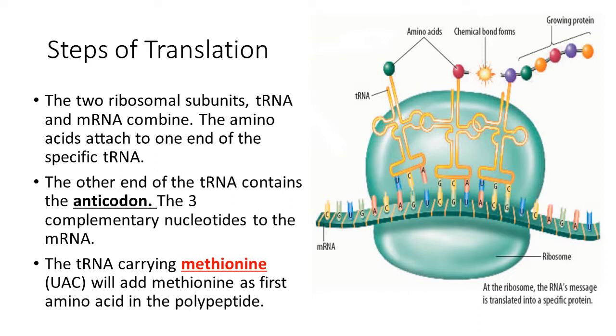And then they leave the ribosome, and the ribosome forms peptide bonds between amino acids to form a chain of amino acids. It is called a polypeptide chain. Polypeptide chain means protein.